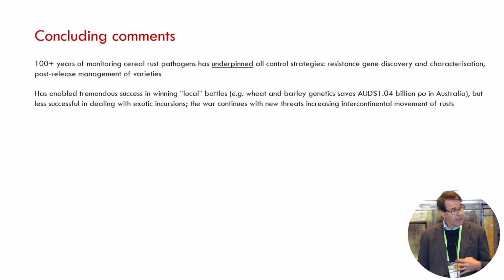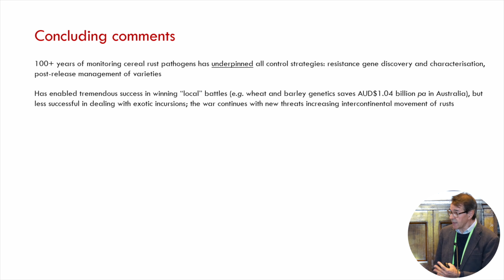This has enabled us to make tremendous progress with controlling these pathogens in agriculture. So it's been estimated that just in wheat and barley alone, that our work, that's all underpinned by these race surveys and monitoring these incursions and working out their impact and allowing breeders then to use that information to redirect their resistance breeding efforts, over $1 billion saved a year. That was an analysis done a few years ago by some economics people.